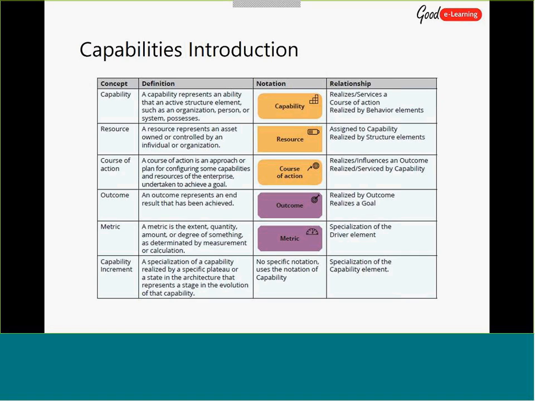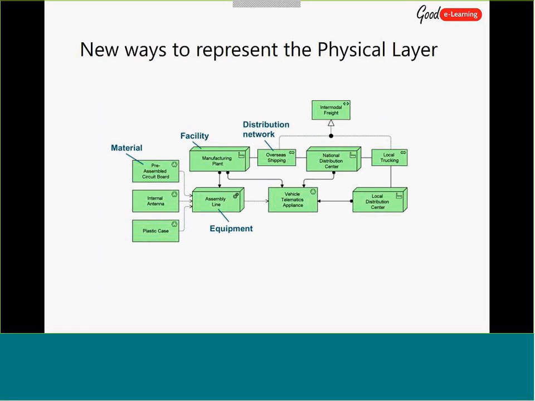The introduction of capabilities allows us to do it in a more consistent way. And then capability increment: there's no specific notation, it uses the notation of capability all up as you see on the top. So that's another bridge that's been closed with 3.0 between TOGAF 9.1 and ArchiMate itself. New ways to present the physical layer. This was all challenged, so material, facility, equipment, and distribution network have also been included. Again, you could talk about these in TOGAF as part of the consideration within the framework itself.